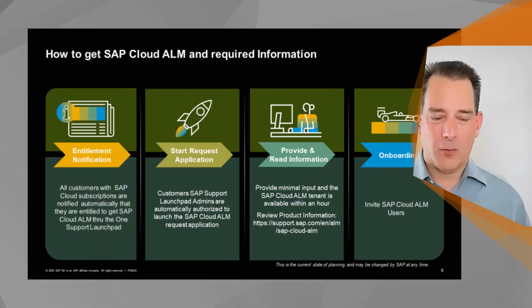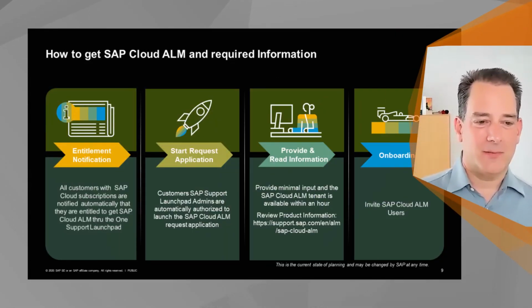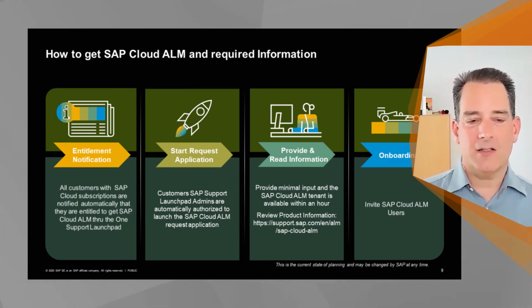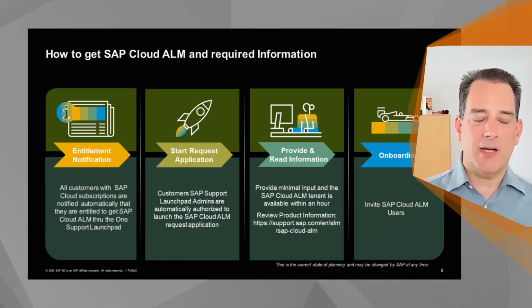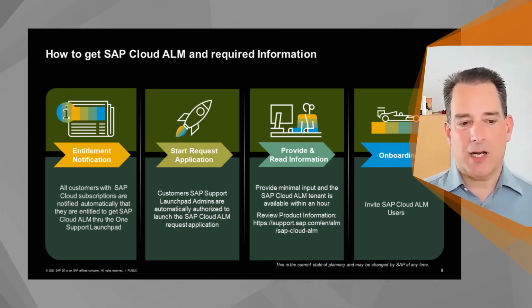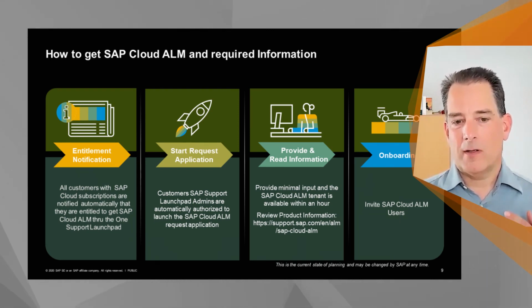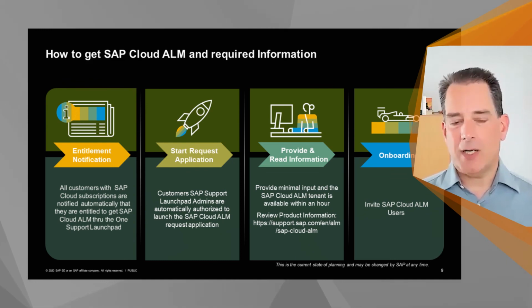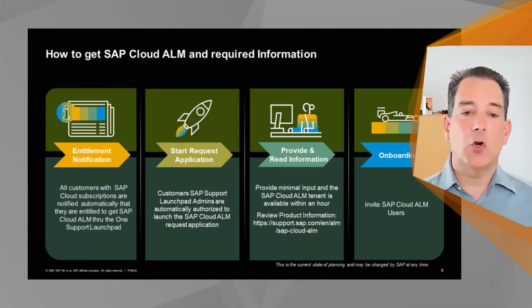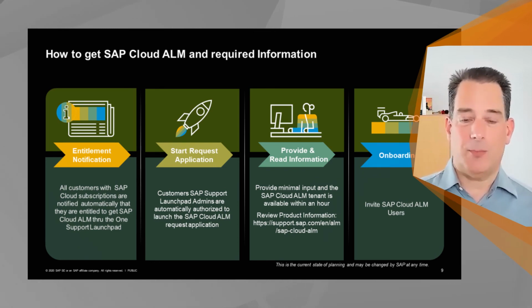Thank you, Janko. I bet you can't wait to get SAP Cloud ALM. So this is how it will work. Going forward, all customers with a cloud subscription will automatically be entitled to get SAP Cloud ALM. The entitlement will be generated automatically, and you can get SAP Cloud ALM through the SAP for Me Support Launchpad. Your SAP Support Launchpad administrators are automatically authorized to launch the SAP Cloud ALM request application.